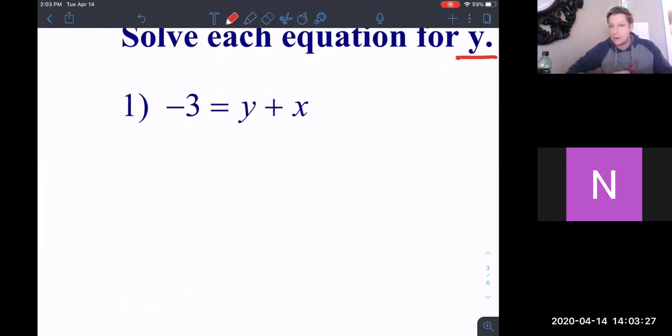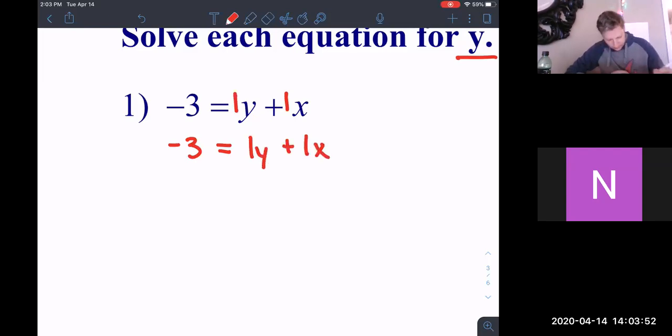what we're going to do is get rid of that x. And nothing, like I said, nothing changes here. We're still just going to do the opposite of whatever we have here. Remember, if there's no number in front of the variables, then it's really like a positive 1. So what we really have here is -3 equals 1y plus 1x. Our goal is to eliminate that x term from the right side, because if we do, then y will be by itself, and we will have solved the equation for y.